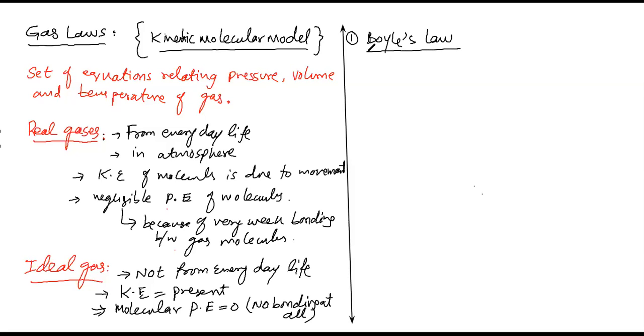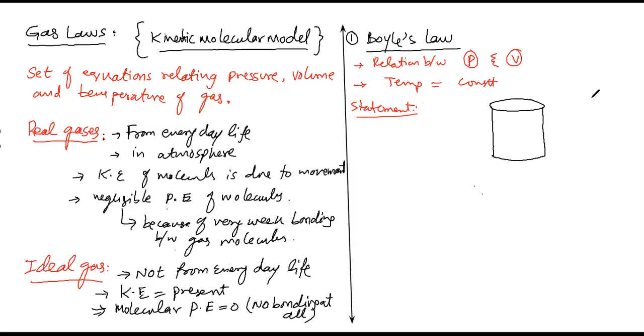Boyle's law is basically the relation between pressure and volume, and you need to keep the temperature of the gas constant. So let's write its statement. Let's say there is a cylinder, and this is the same cylinder in two different situations. In the first situation, the movable piston is over here, and in the second situation we have moved the movable piston down, and of course some gas particles are there inside it. So this is first at the start and this is at the end.